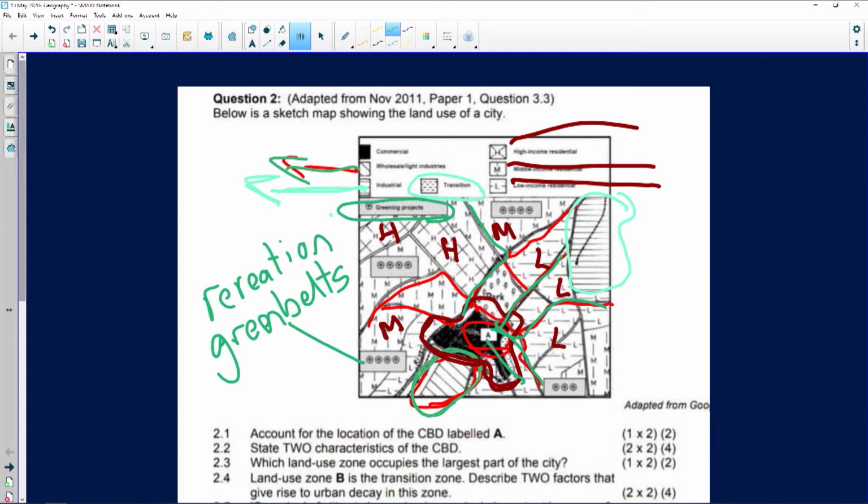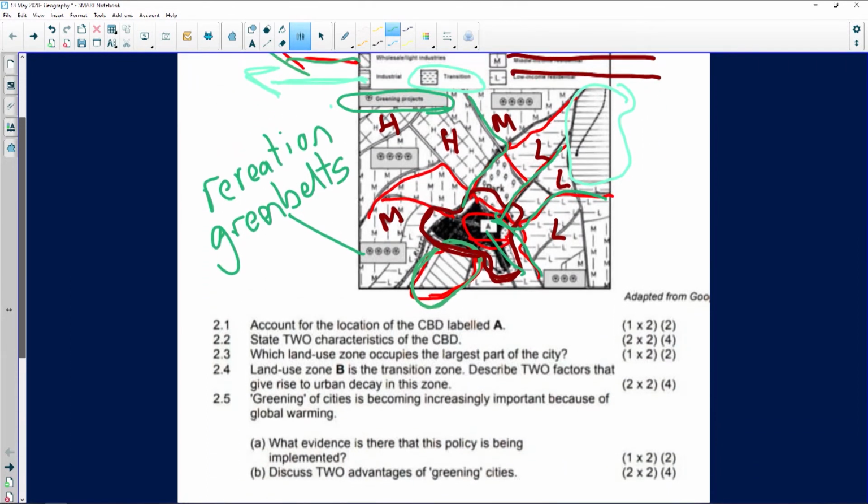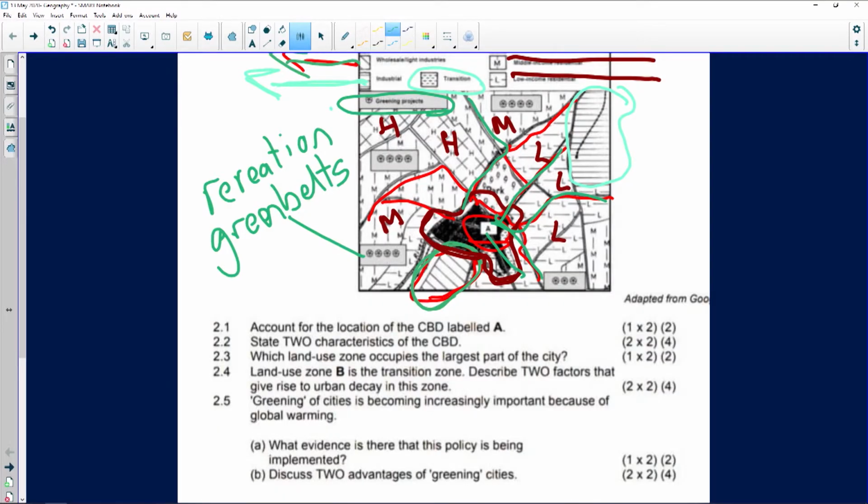State two characteristics of the CBD. If you look at the central business district, it's usually the highest value of land, very expensive, with the tallest buildings, and usually a very busy economic hub.